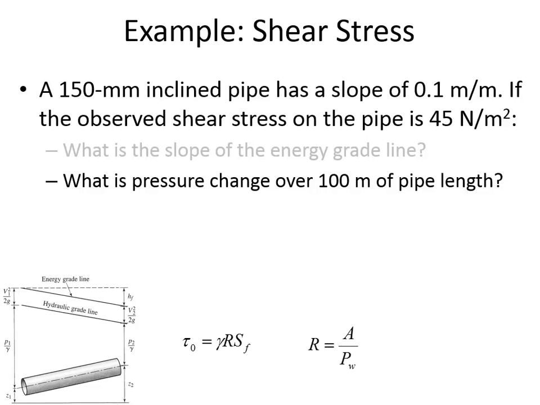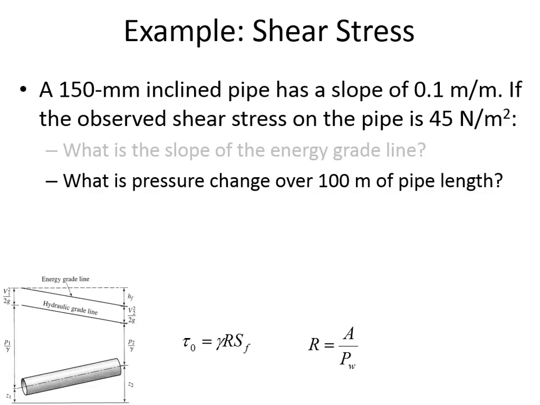So the pressure changes based on two things. The pressure changes because the elevation is increasing from 1 to 2, but also the pressure changes because pipe friction is reducing the energy that's available in the water. So these are the two reasons why the pressure is changing between 1 and 2.